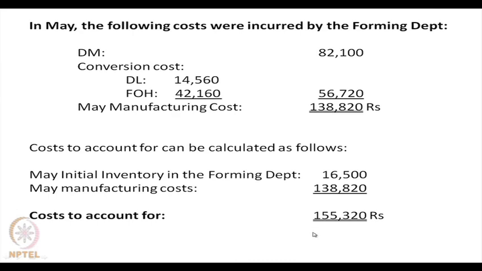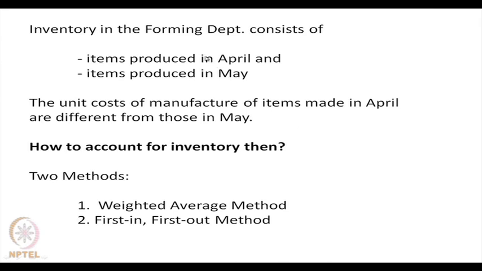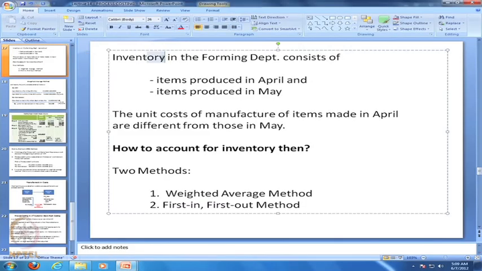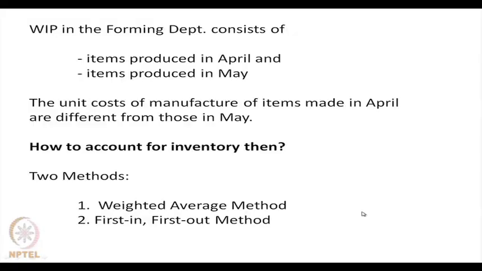This will now have to be done. So, inventory in the forming department, instead of inventory, let us call it work in process, consists of items produced in April and those produced in May. The unit costs of manufacture of items made in April are different from those in May. How to account for, well, not inventory again, it is WIP.